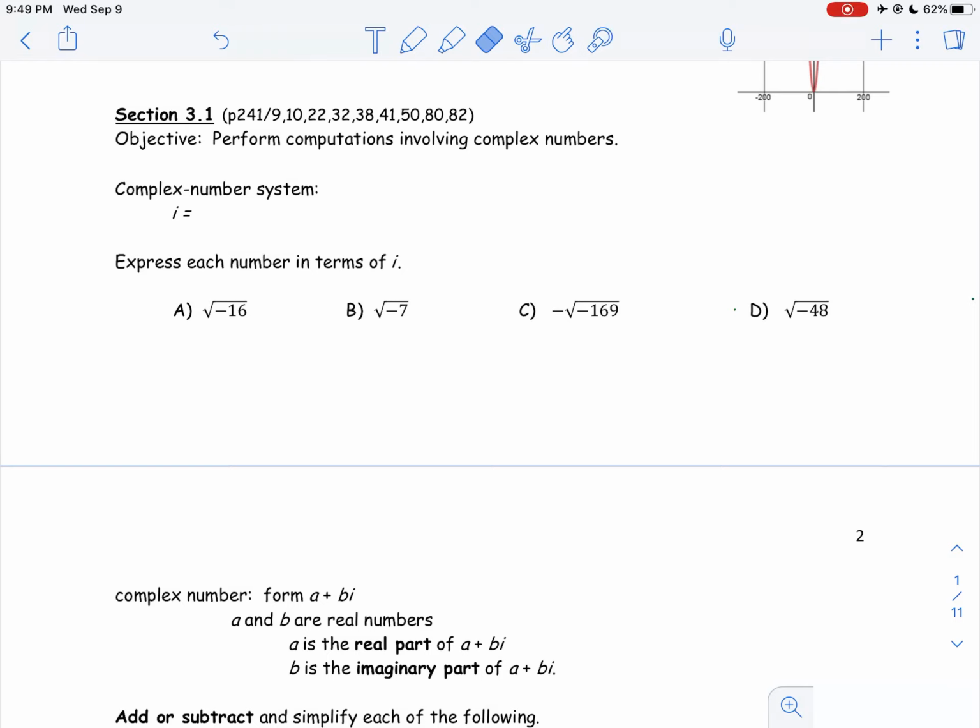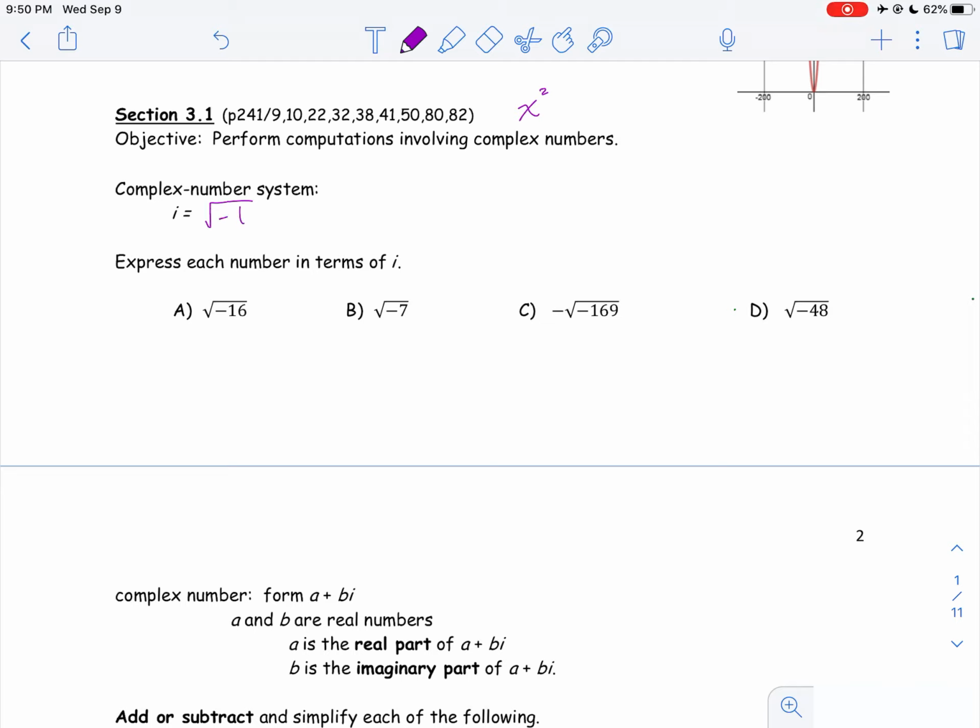Hello. In this video, I'm going to take a look and talk about imaginary numbers and complex numbers. This whole chapter, chapter 3, looks at working with quadratic equations or equations that involve an x squared. And in doing this, we're going to run into some situations where we need to use imaginary numbers. Imaginary numbers are when I have a square root with a negative number inside of it.